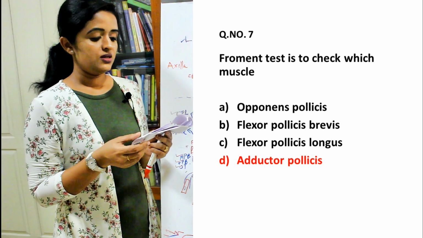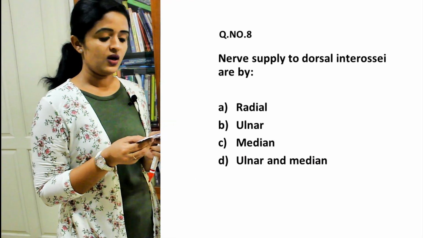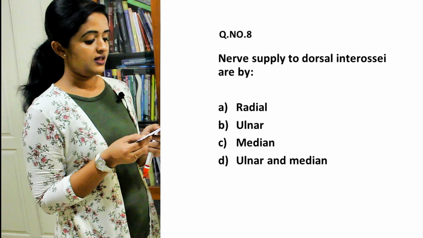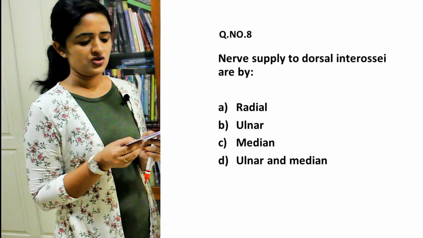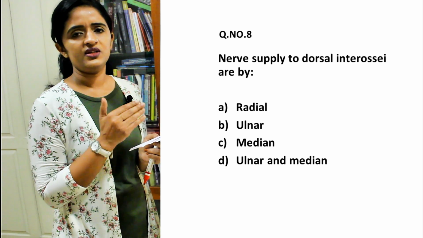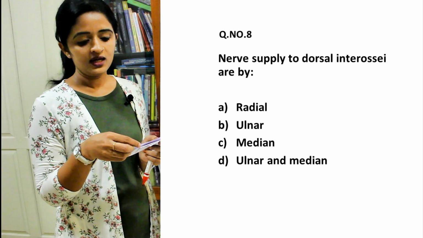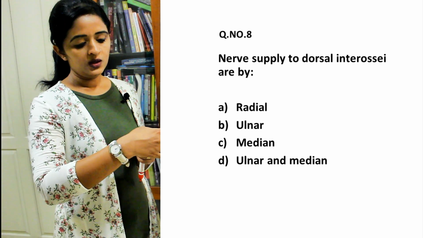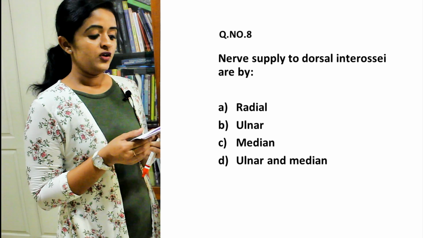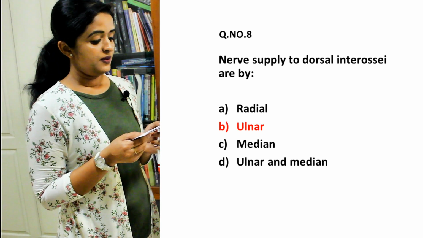Now the next question is, nerve supply to dorsal interossei are by radial nerve, ulnar nerve, median nerve and the ulnar and median nerve combination. So it is again a straight question. We have seen that all the interossei, whether it be dorsal or whether it be palmar interossei, all are supplied by the ulnar nerve.